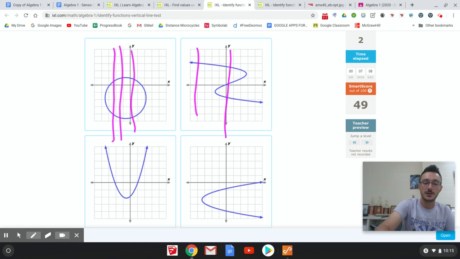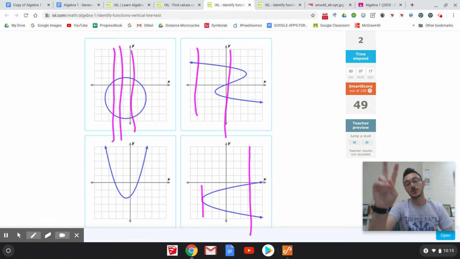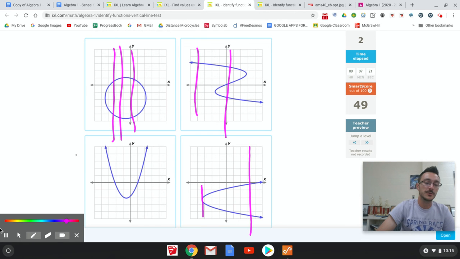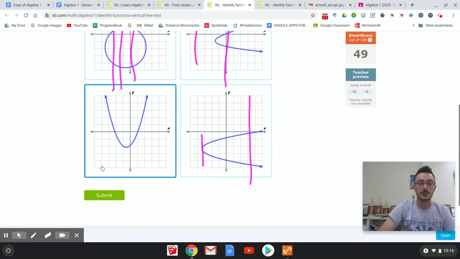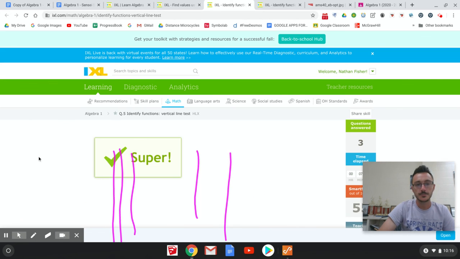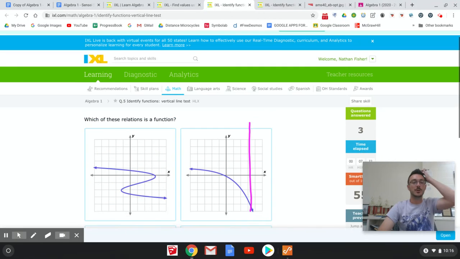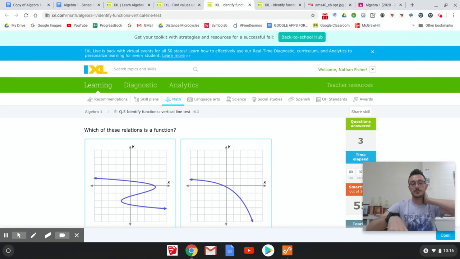Same thing here. I don't know if I can draw a straight enough line, but if you just hit that single point, it would be fine. But the fact that we crossed twice over here, again, not okay. What that leaves me with is this fourth option. That's the parabola. That's a U-shaped graph. That one is fine. So that's called the vertical line test, and you can tell if it's a function or not a function.